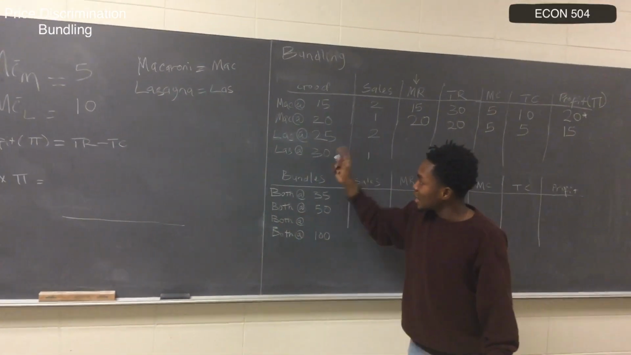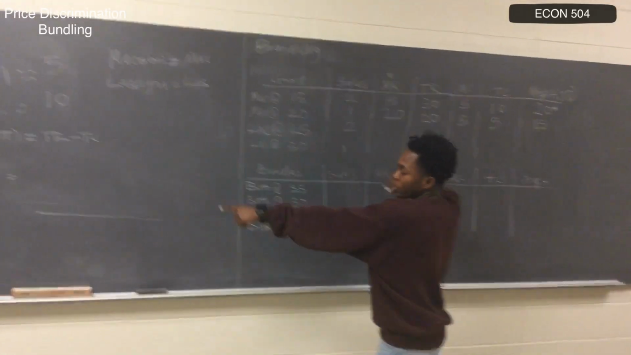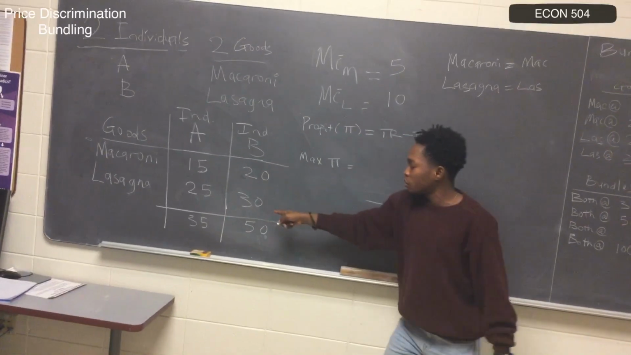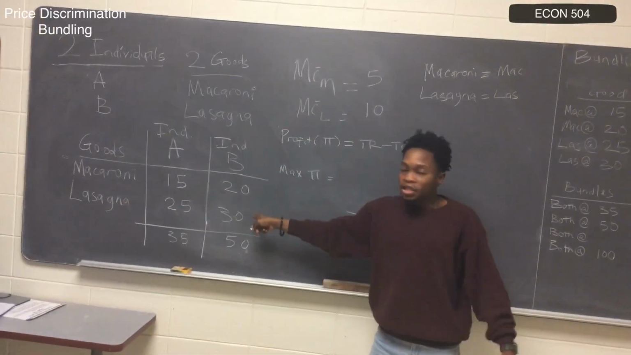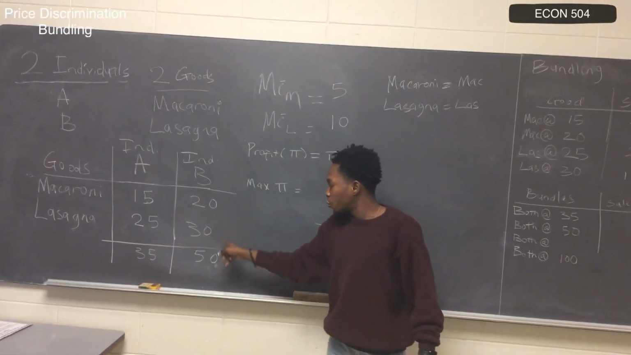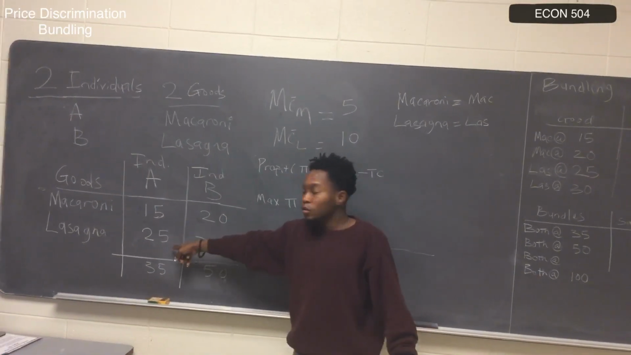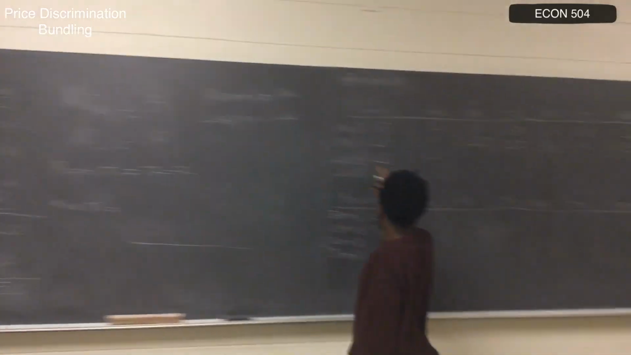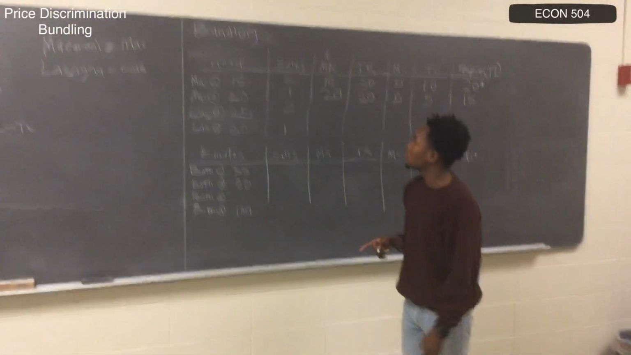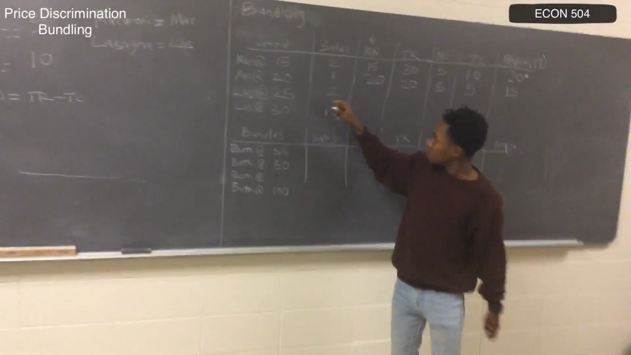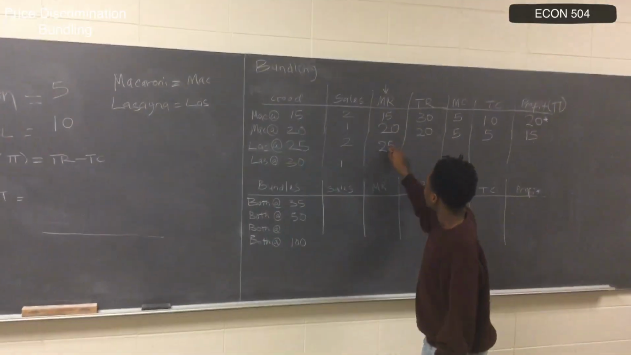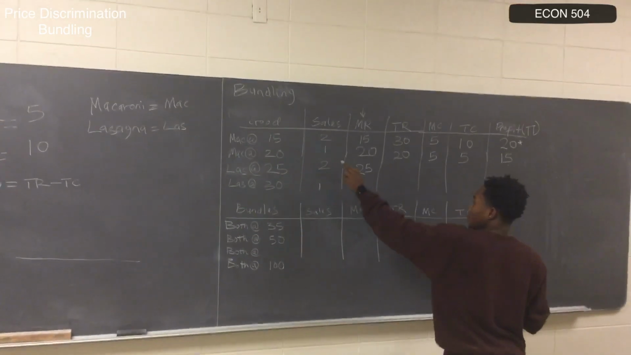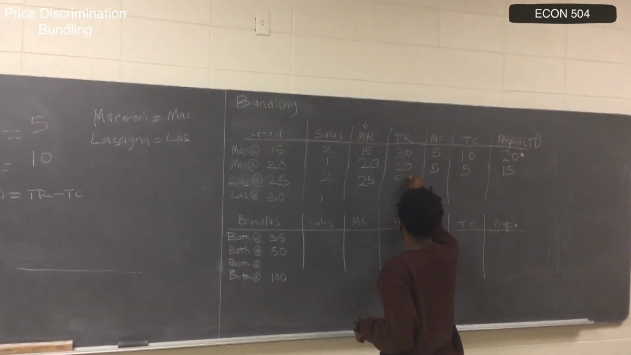In the case of lasagna, if I sell it at $25, like we said here, I sell to both individuals, because the maximum that she will pay for lasagna is 30, but she can also pay for lasagna at the price of 25. So I sell to two individuals. The marginal revenue here is the price, which is 25. The total revenue, because I'm selling to two individuals, is 25 times 2, which is 50.